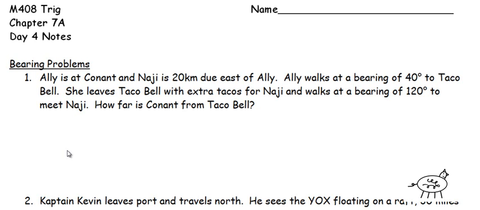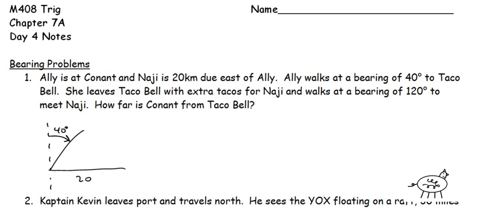Allie is at Conant and Naji is 20 miles due east. So the first thing you're going to do is, due east, that's really key, you're going to draw an east-west line. Very, very important. And then this distance here is 20 kilometers. Allie walks at a bearing. As soon as you see the word bearing, you draw your dotted line, and she walks at a bearing of 40 degrees. So this is 40 degrees.